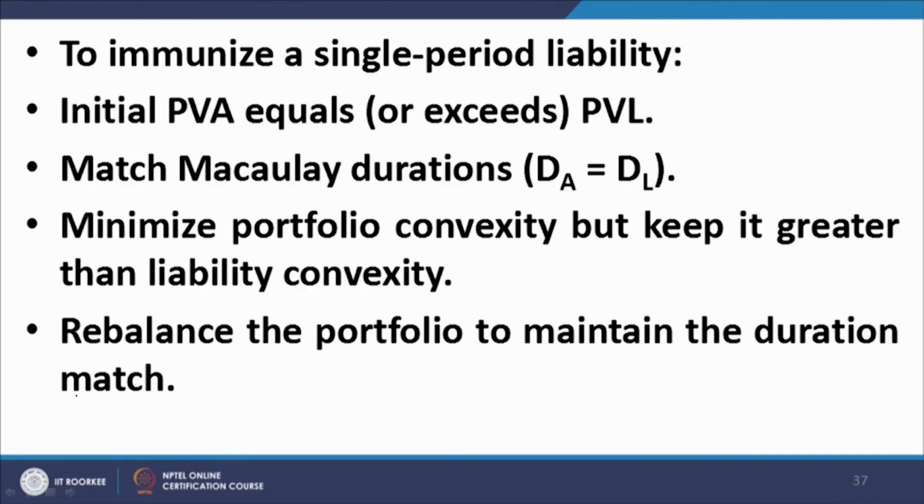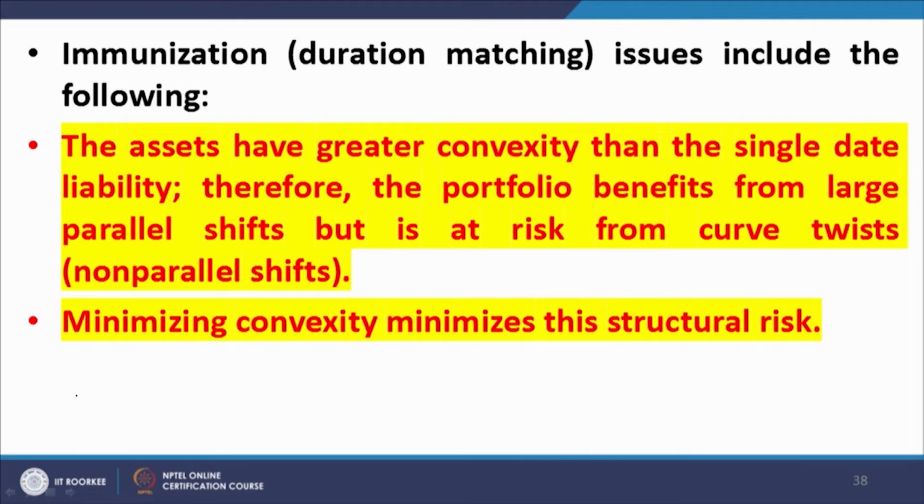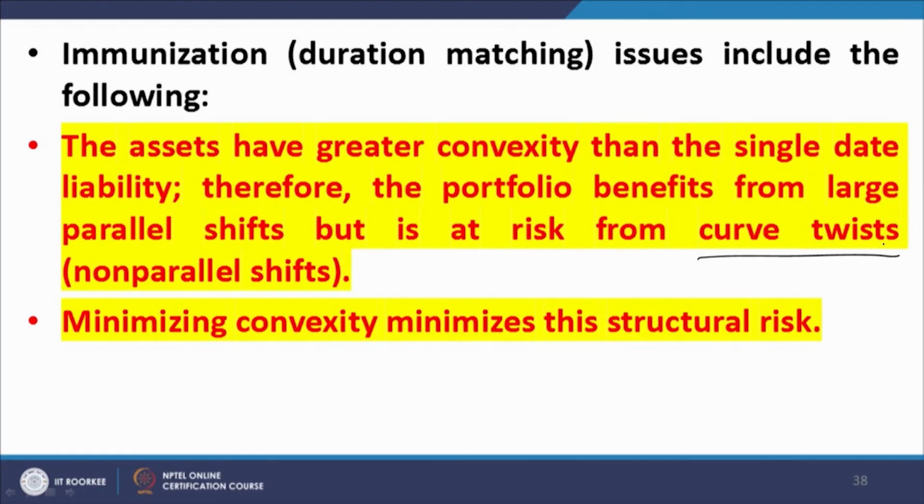Rebalance the portfolio to maintain the duration match. Immunization, duration matching issues include the following: the assets have greater convexity than the liability, therefore, the portfolio benefits from large parallel shifts, but is at risk from curve twists. I repeat, at the cost of repeating, if a portfolio has higher convexity, it is exposed to structural risk, it is exposed to non-parallel shifts. However, as far as parallel shifts are concerned, it would outperform a portfolio with a lower convexity. Minimizing convexity minimizes the structural risk.